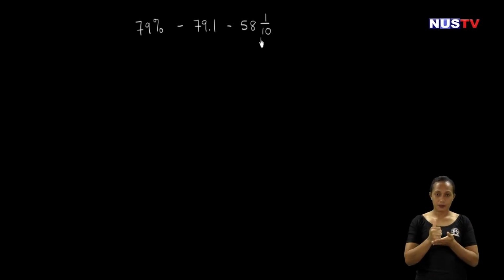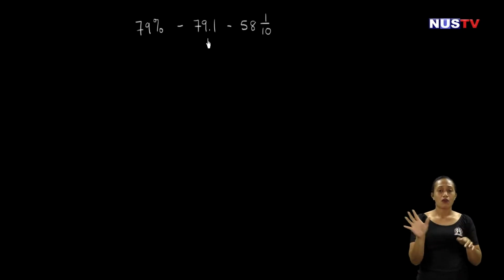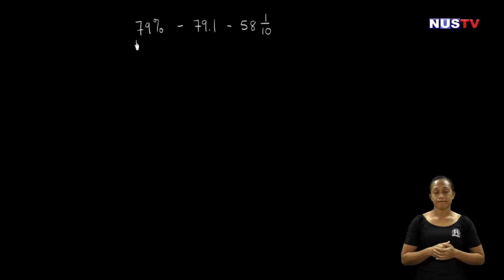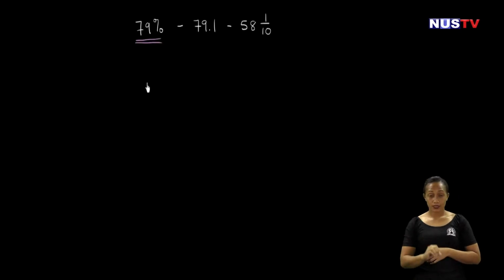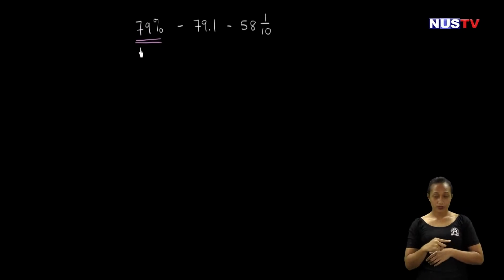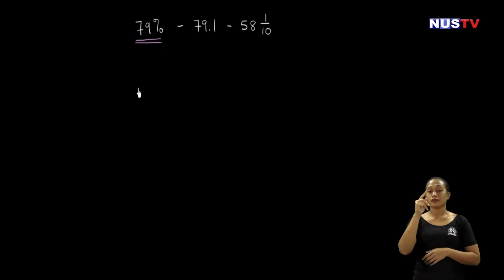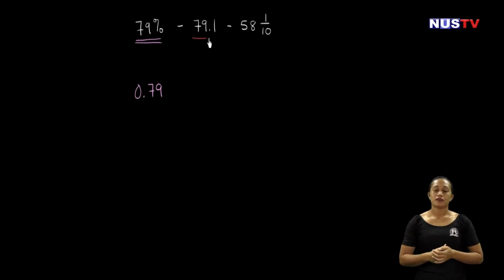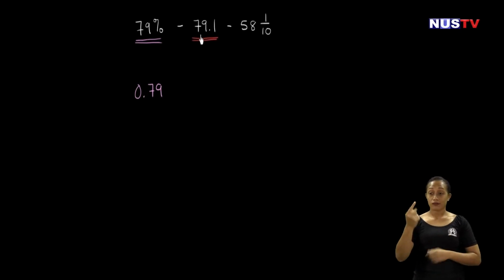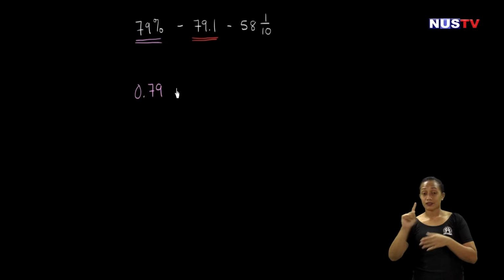And so to make sense of it, it's probably a good idea to get them all in the same format. And it seems like we could get all of these into a decimal format pretty easily. So let's go that way. So 79%, that literally means 79 per 100. If you wanted to write it as a fraction, it would be 79 over 100. But if you wanted to write it as a decimal, it's 79 hundredths, which we'd write down as 0.79. Now, 79.1 is already written as a decimal, so we'll just write it again.